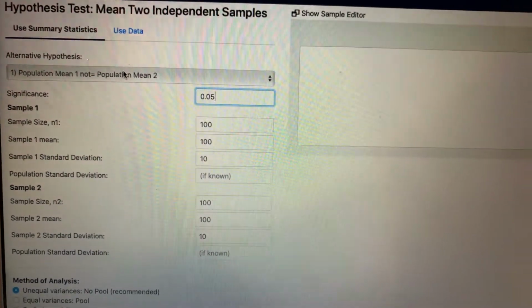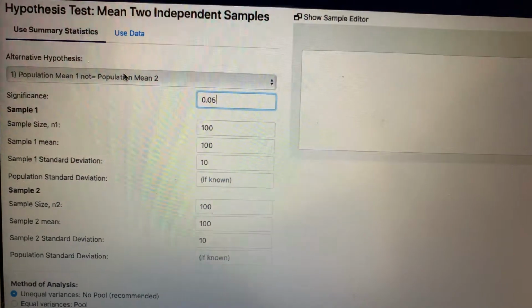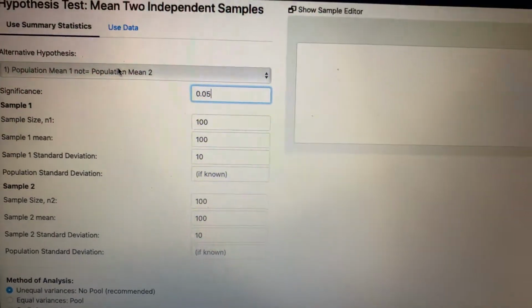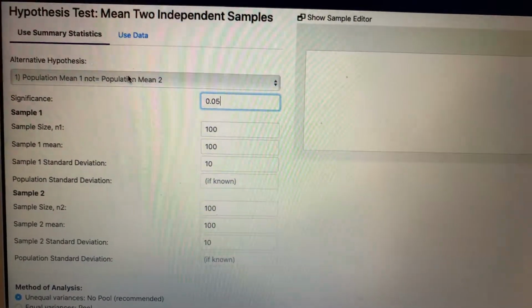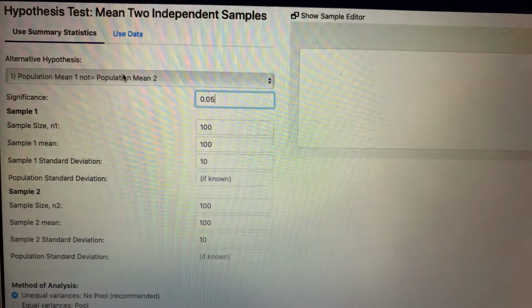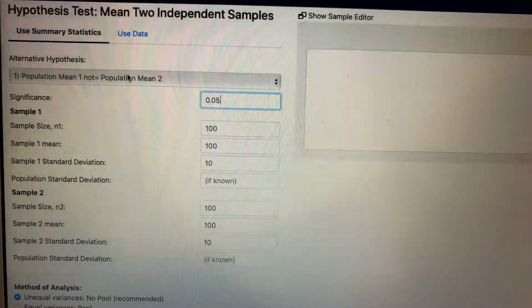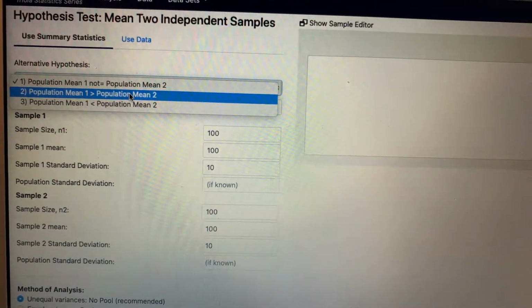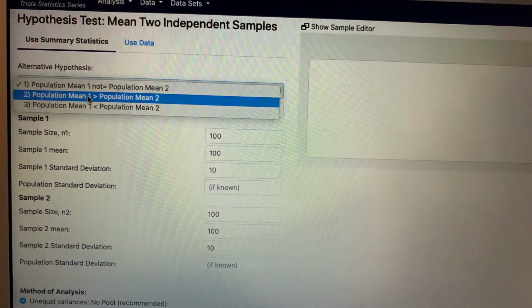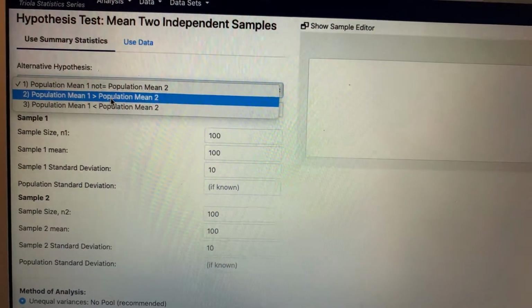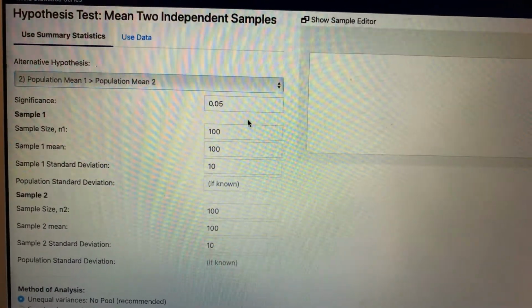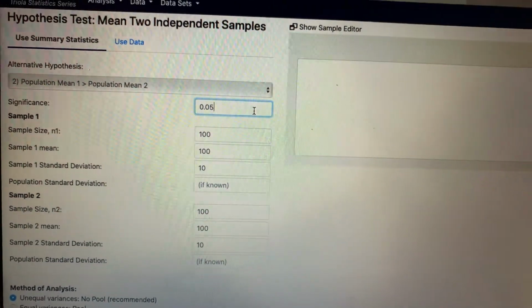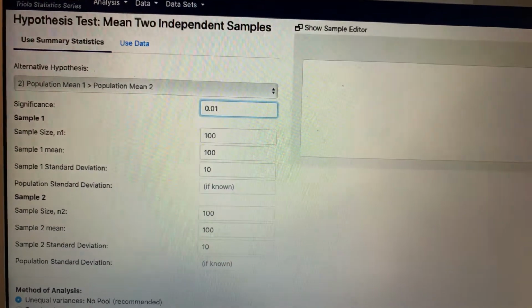But most of the time it does give a direction. It says one is bigger than the other or one is less than the other. And in this case, it says the women's mean we think is greater than the men's mean. So we really want population mean 1 greater than population mean 2 because the population mean 1 is the women, population mean 2 is the men. So make sure you change that. And then the significance level, they said to use 0.001.